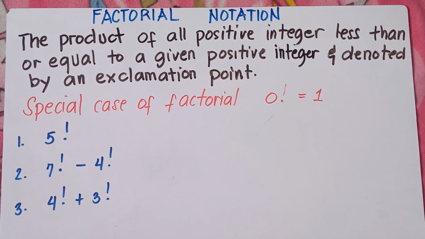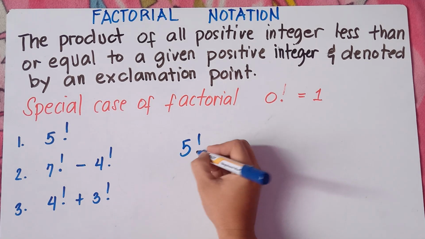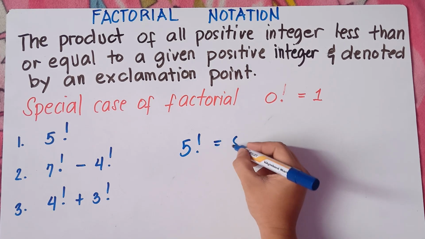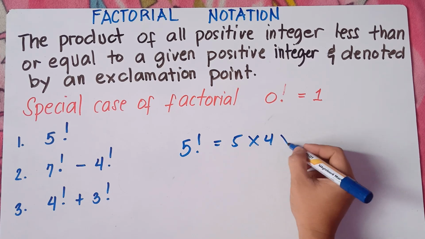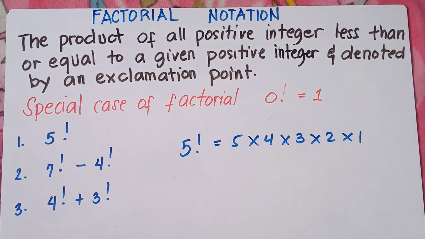Alright, so let's focus on the factorial. We have an example right here, 5 factorial. So 5 factorial, class, means 5 times 4 times 3 times 2 times 1. That's equivalent to 5 factorial.